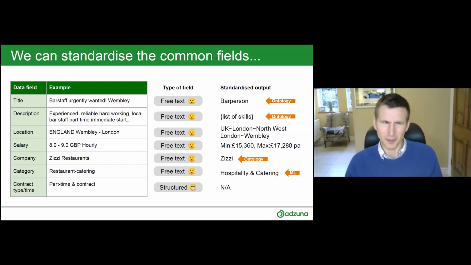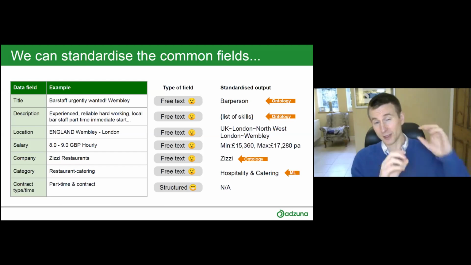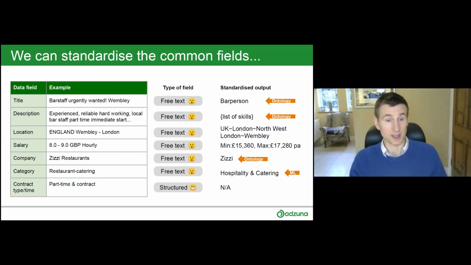Company titles are a bit like the job title. They're a little bit more straightforward, except you'd be surprised at how many different ways company names can be written. So there's lots of challenges there. And with categories, they are kind of semi-standardized, which is nice, but we actually use a machine learning model to read the description and the title of the job ads and then assign it into a category. We found that was actually the most accurate way of doing it.